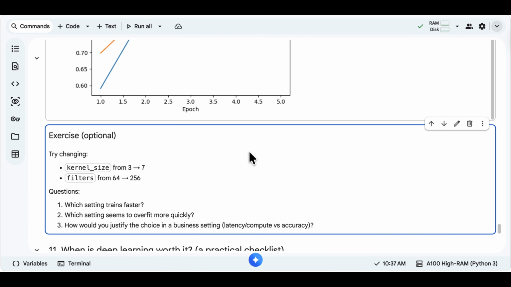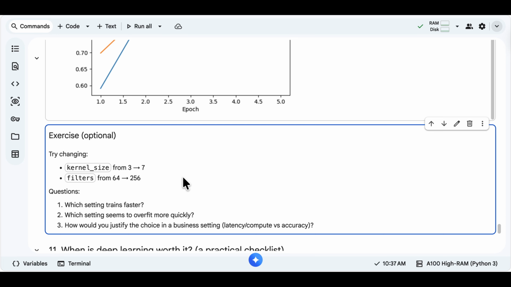This practice prompt asks what happens when we widen the convolution kernel or increase the number of filters. The business angle is important. More filters and wider kernels may capture richer patterns, but they also increase compute cost and often overfit faster. Model choice is never only about raw accuracy. It is also about latency, stability, and deployment constraints.